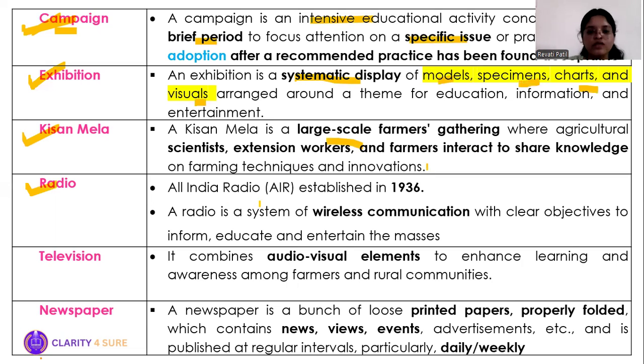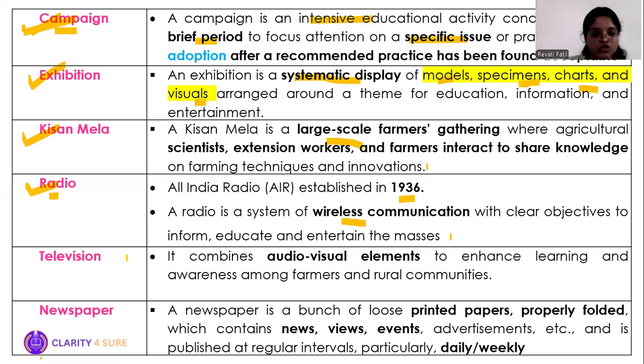Next is radio. All India Radio was established in 1936. A radio system is wireless communication, with a clear objective to inform, educate, and entertain the masses. And radio is a really good method if you have to give an emergency message to the masses, you have limited time, and you want to do that at a low cost. Then radio is the best method for that condition.